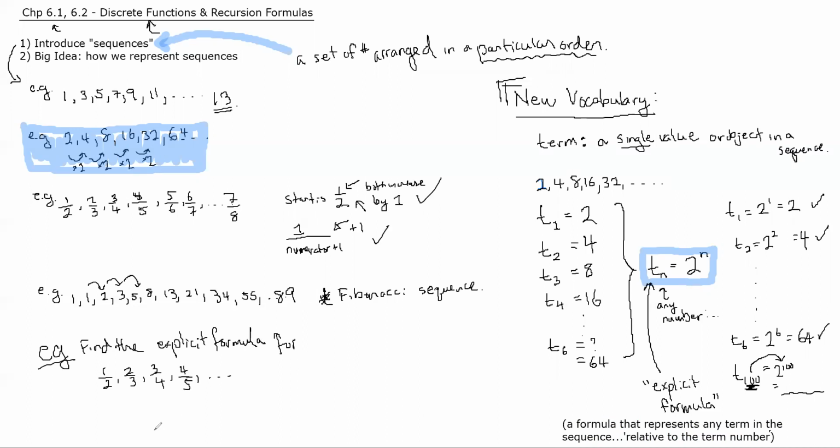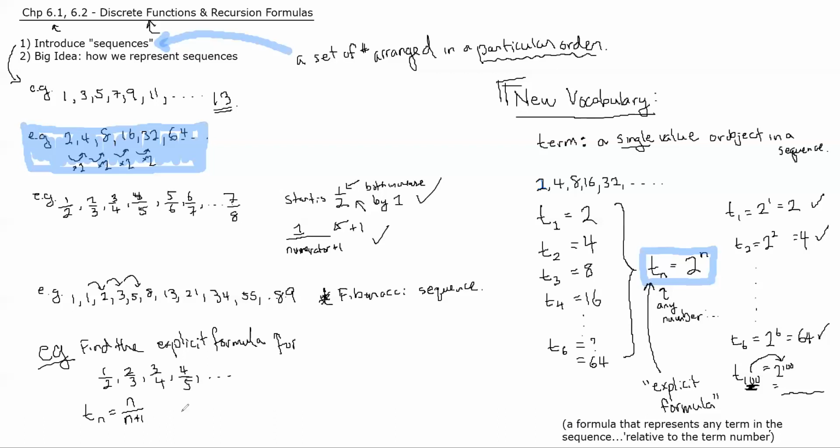Pause the video now. Give it a shot. Okay? I'm going to trust that you tried it. The explicit formula where Tn would be equal to whatever the term is over whatever the term is plus 1.